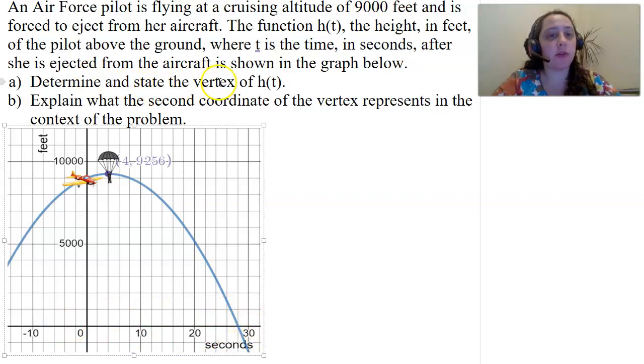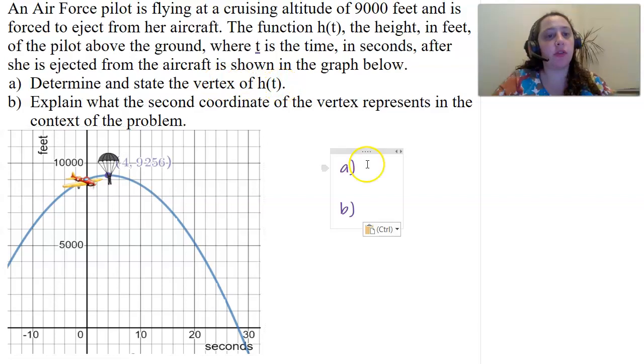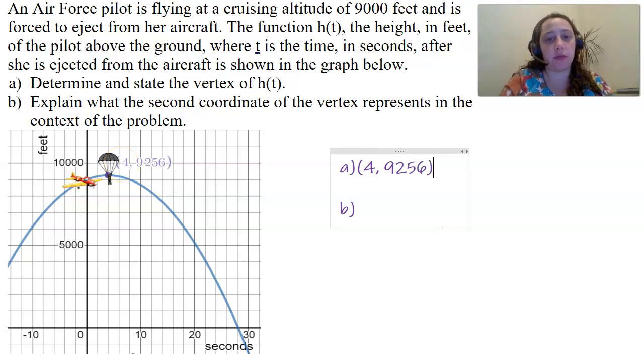Determine and state the vertex of h of t. So for part A, we just need to state the vertex. Well, the vertex is our highest point, which is right here, is 9,256. Part B asks us what the second coordinate of the vertex represents in the context of this problem.